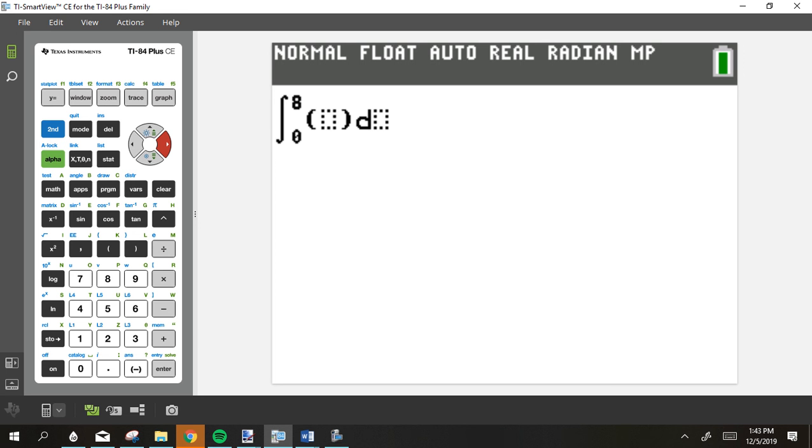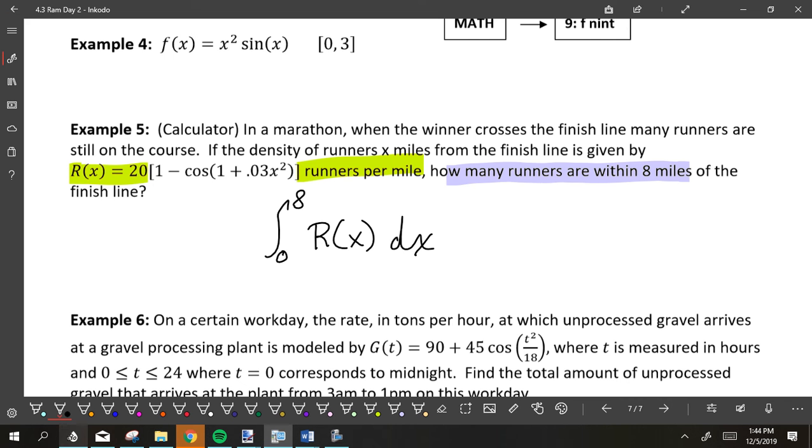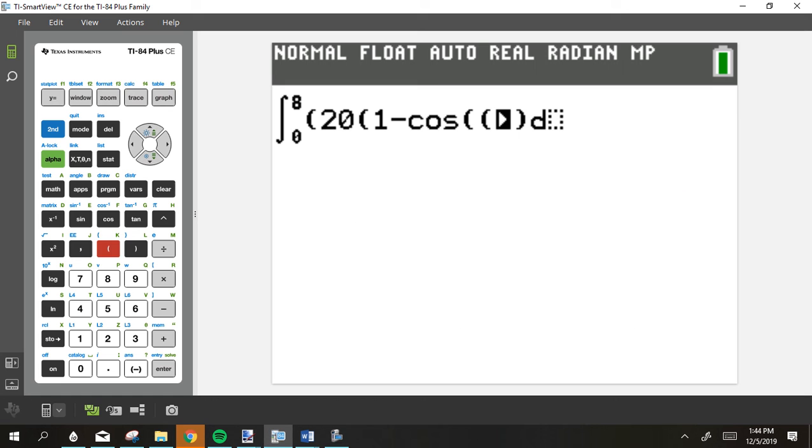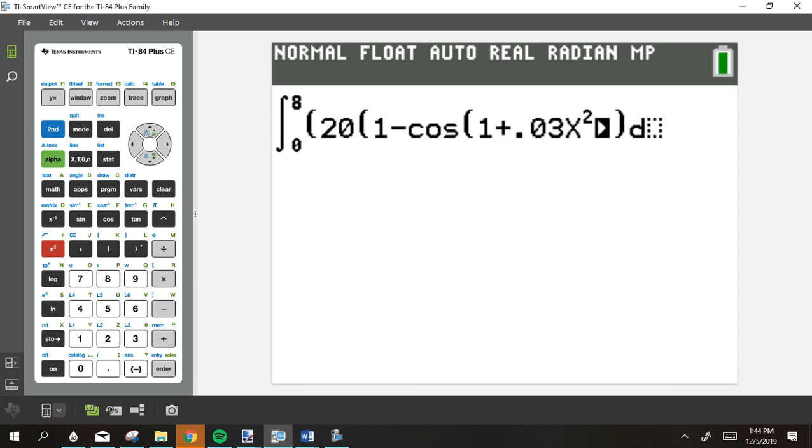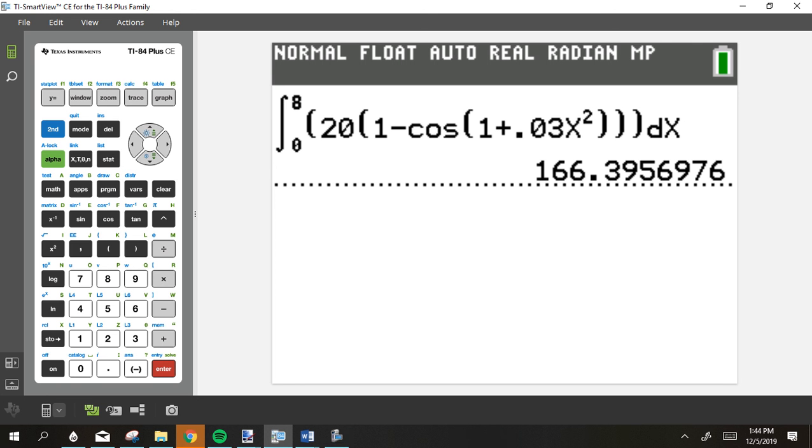Inside the parentheses, we're going to type that equation. This one's kind of ugly. All right, I might suggest typing this in as y1. That way you don't have so many parentheses. But let's act like you can type stuff in. 20, and then parentheses, 1 minus cosine. Oh, there are parentheses already there. 1 plus 0.03 x squared. Close my parentheses. dx. Hit enter. Boom. There's my answer. 166.396.